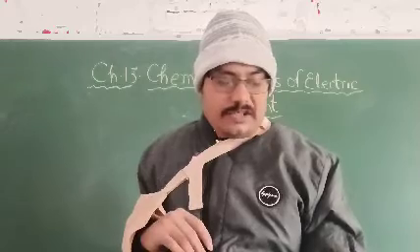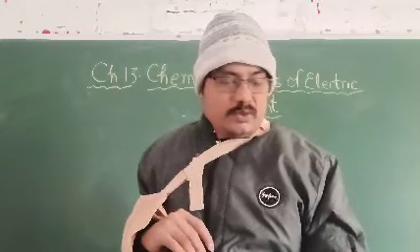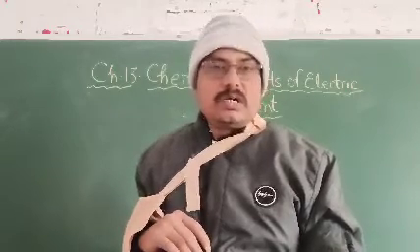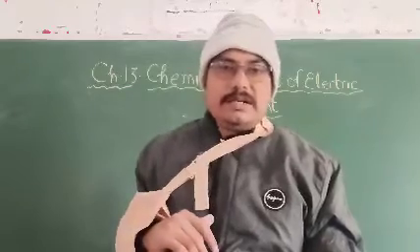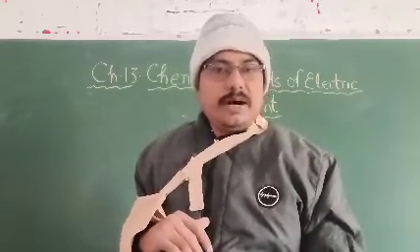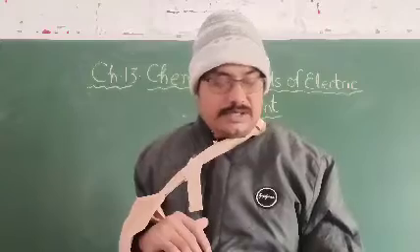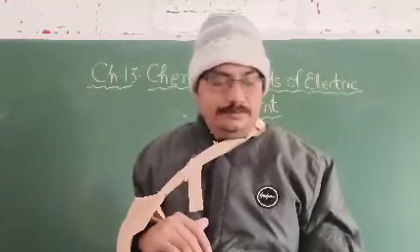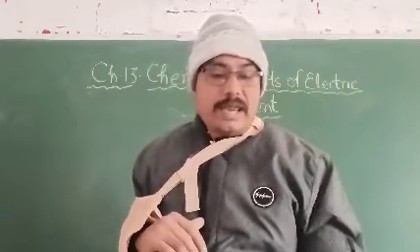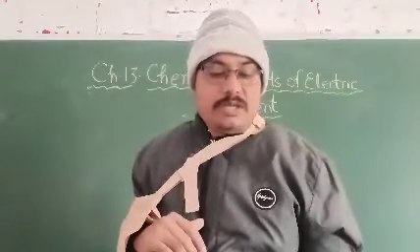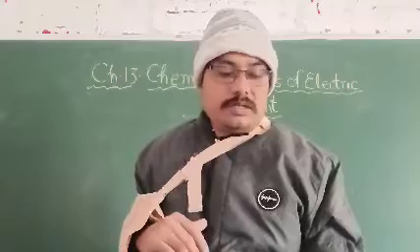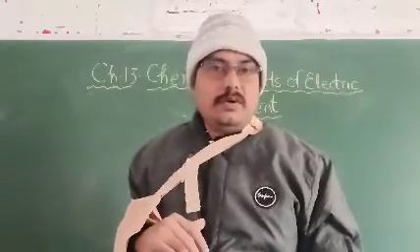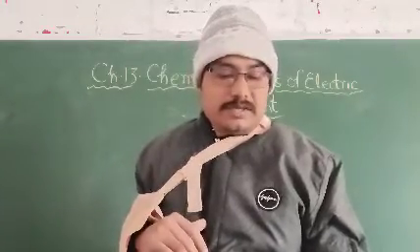The material which allows electric current to pass through it is called a good conductor of electricity, and a metal through which electric current could pass is called a good conductor of electricity. Examples are copper and aluminium. The material which does not allow electric current to pass through it is called a poor conductor. For example, rubber, plastic, wood, things like this.